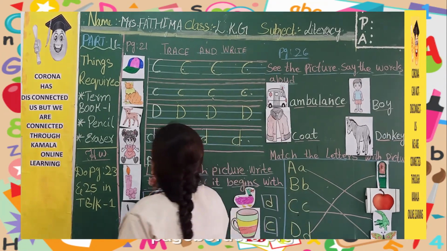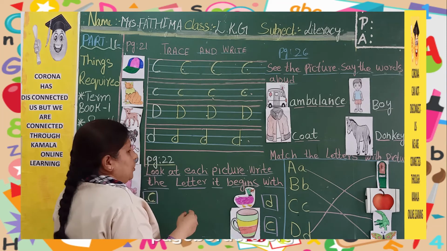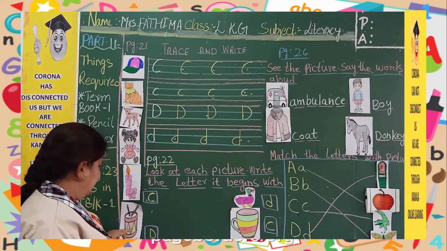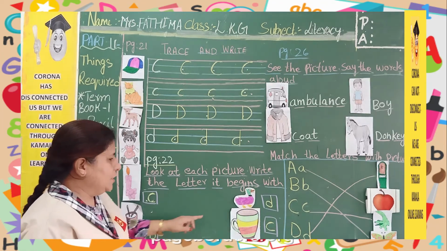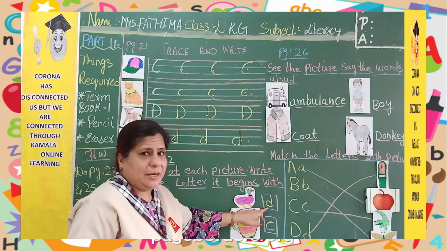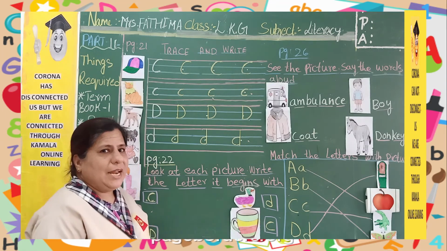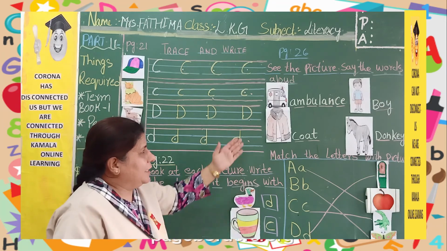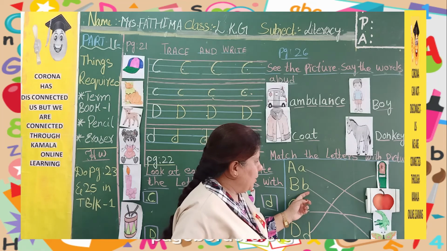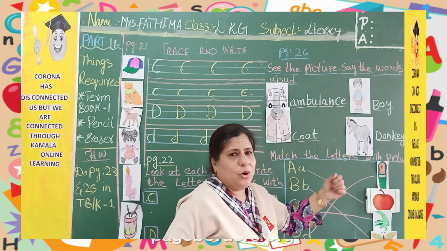Look at the board. This is a capital C, small c, capital D, small d. Okay? See, this is a candle. C for candle, D for drum. See, D for duck, small duck. Small letter. Okay, C for cup. I wrote small letter. Like this only you should write, and learn the spellings. And A for apple, B for butterfly, C for crocodile, D for door.